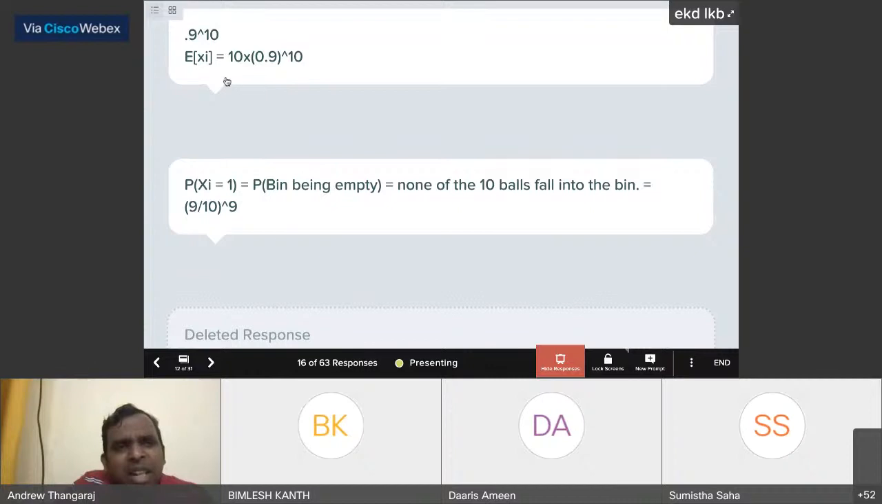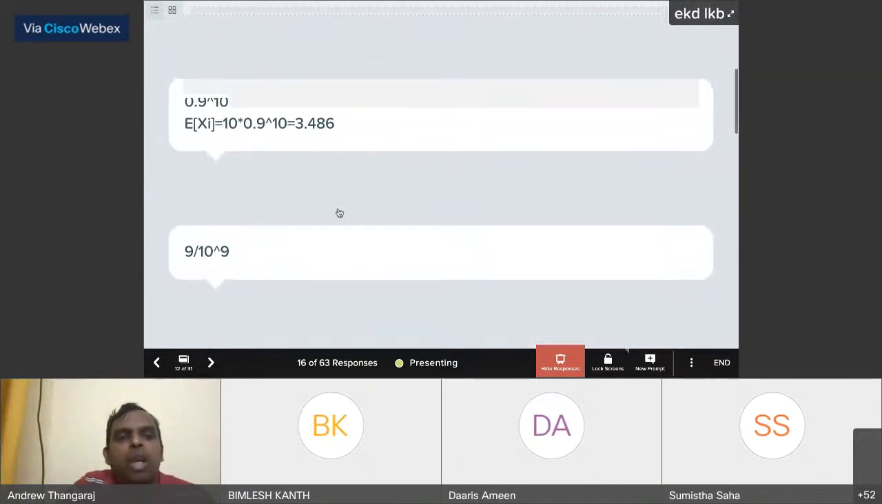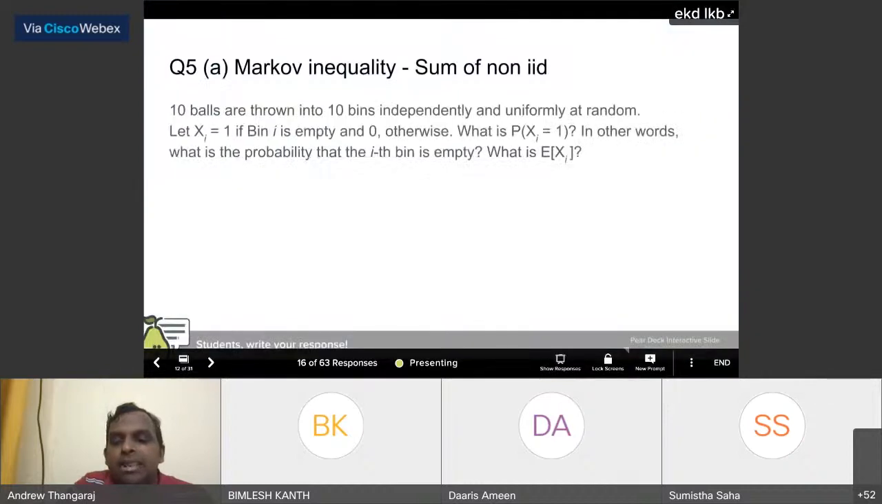But expected value of xi, right? Why is it 10 times? Where did the 10 times come from? I'm not adding anything, right? It is just only xi. So why is everybody multiplying by 10 to get expected value of xi? Let's go back and think why that is true.